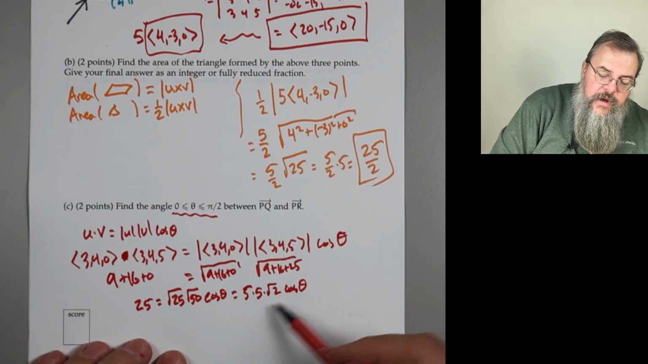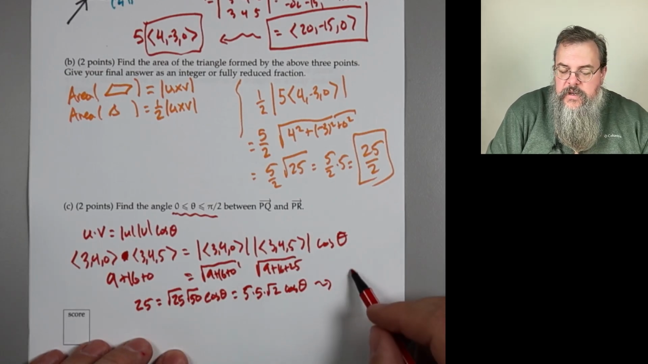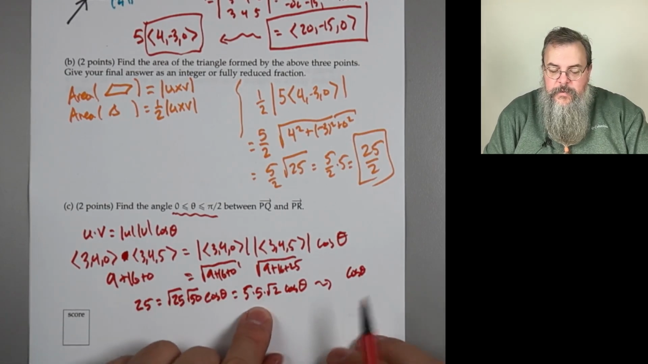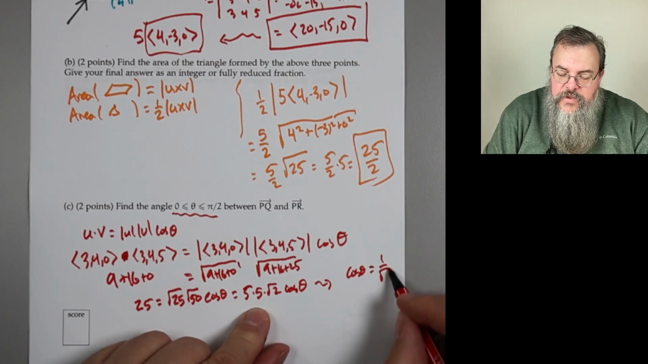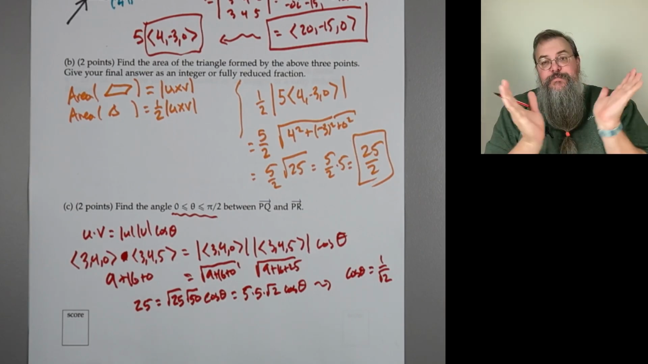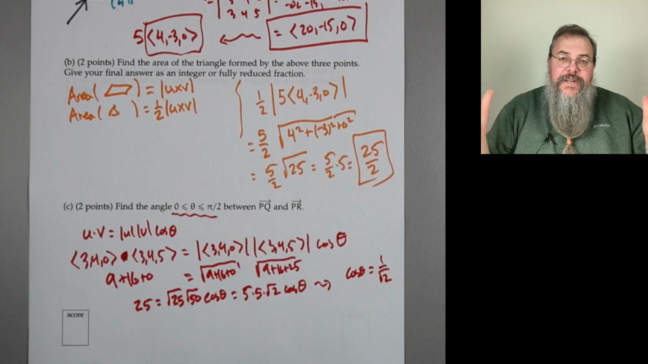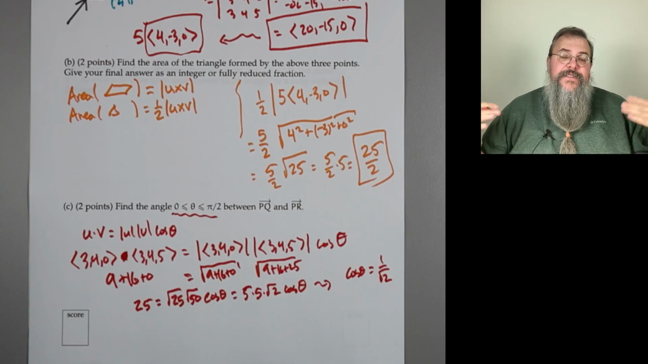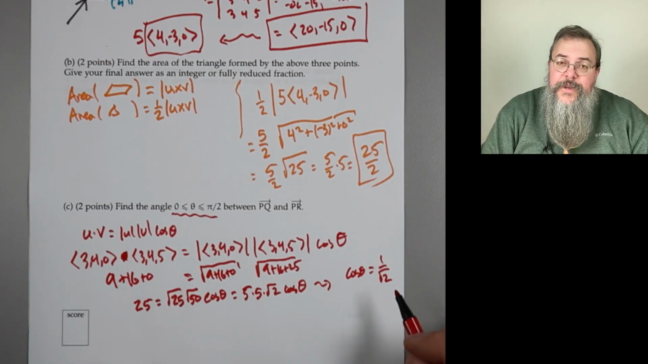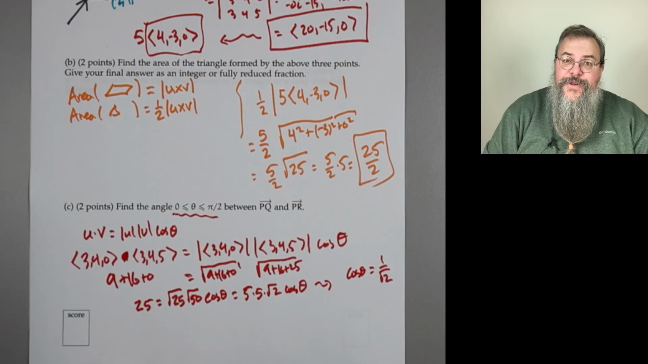Or, if you divide, you get cosine theta, 25 divided by 25 goes away. That's 1 over root 2. So we're looking for an angle from 0 to pi, technically speaking. But now, because we see that cosine is positive, it will be in the first quadrant. So we're looking for an angle where the cosine of that angle is 1 over root 2.